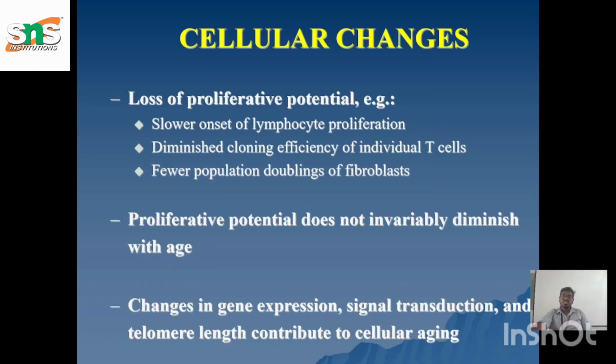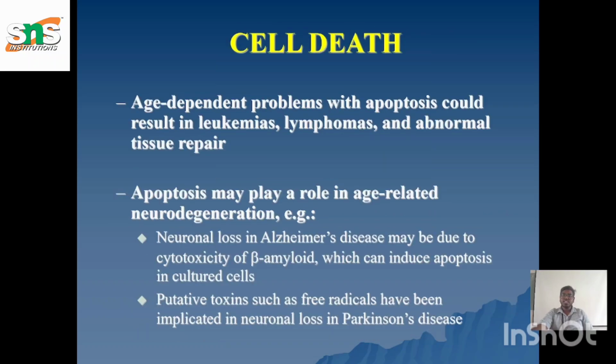Finally, we're going to see the cellular changes that happen during aging. There is a loss of proliferative potential, for example, slower onset of lymphocyte proliferation, diminished cloning efficiency of individual T cells, and fewer population doublings of fibroblasts. Proliferative potential does not invariably diminish with age, but there are changes in gene expression and signal transduction, and various changes in telomere length contribute to the cellular changes. And it finally leads to cell death.